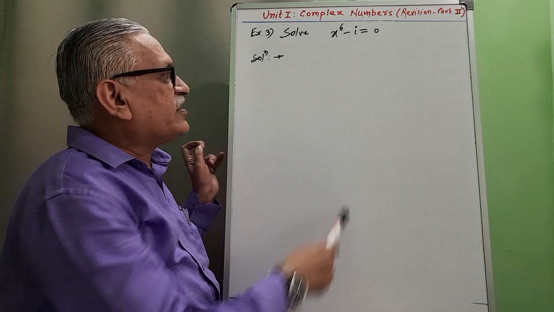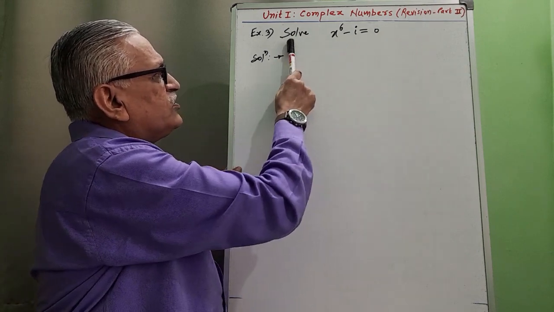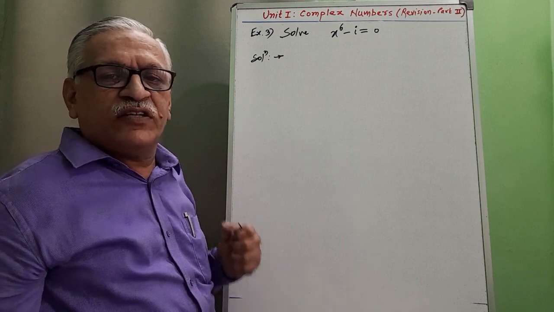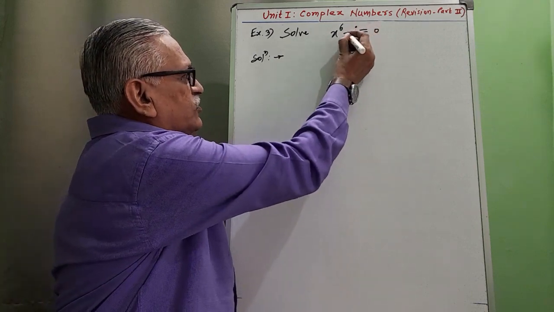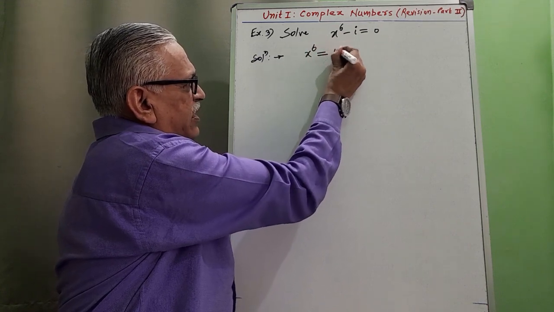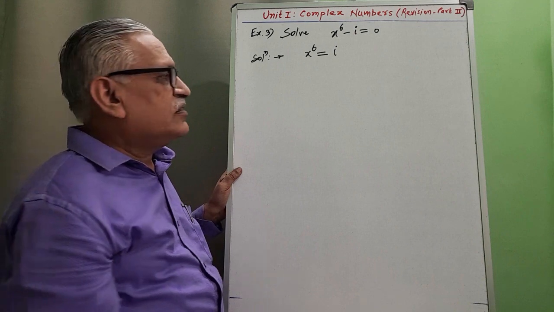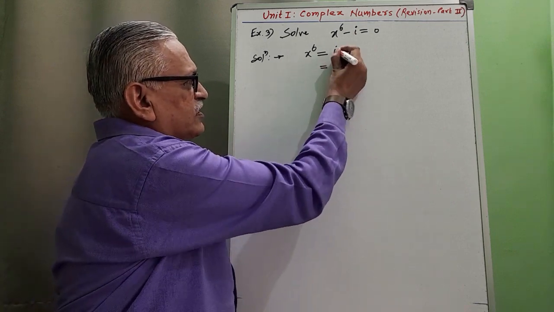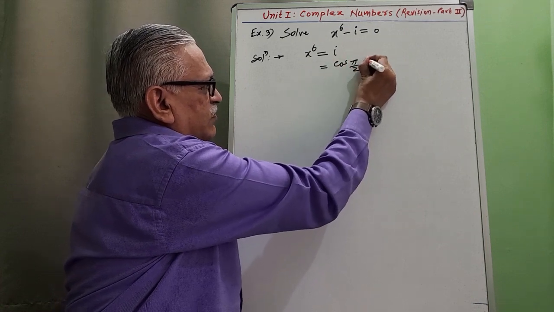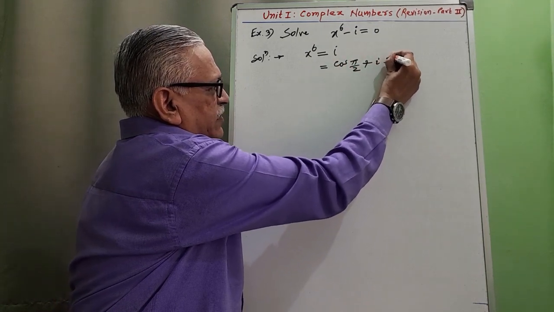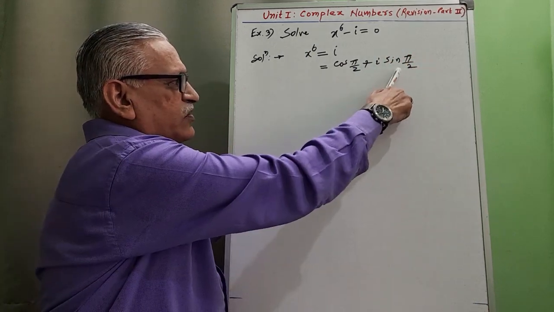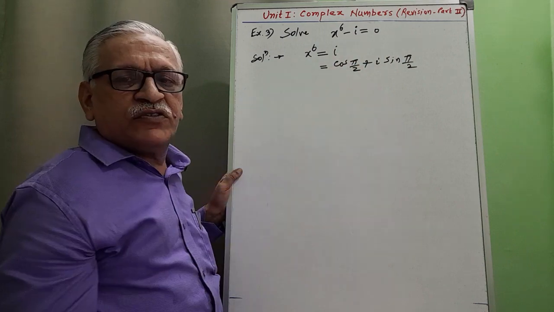Third example, last example from this part, to solve x raised to 6 minus i is equal to 0, means we have to find out the roots of this equation, and therefore rewriting that we get x raised to 6 is equal to i. Converting it into polar form, this one is cos pi by 2 plus i times sin pi by 2. Sin pi by 2 is 1, 1 into i we get i, cos pi by 2 is 0.